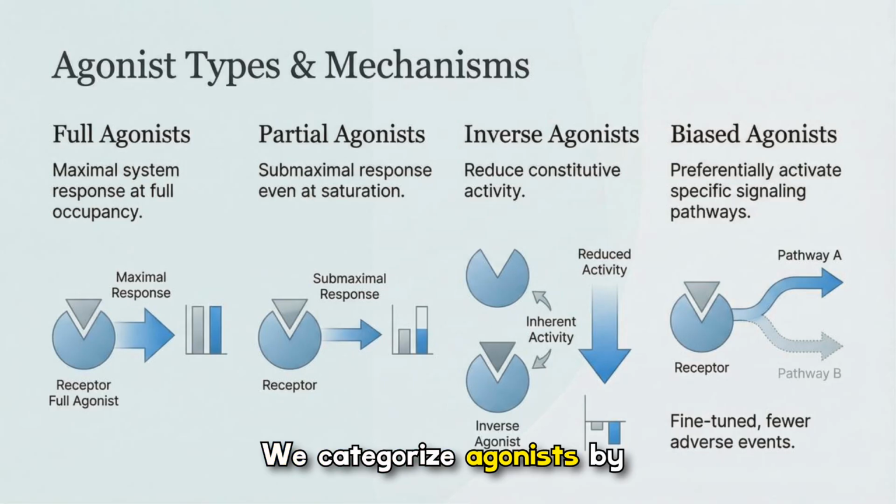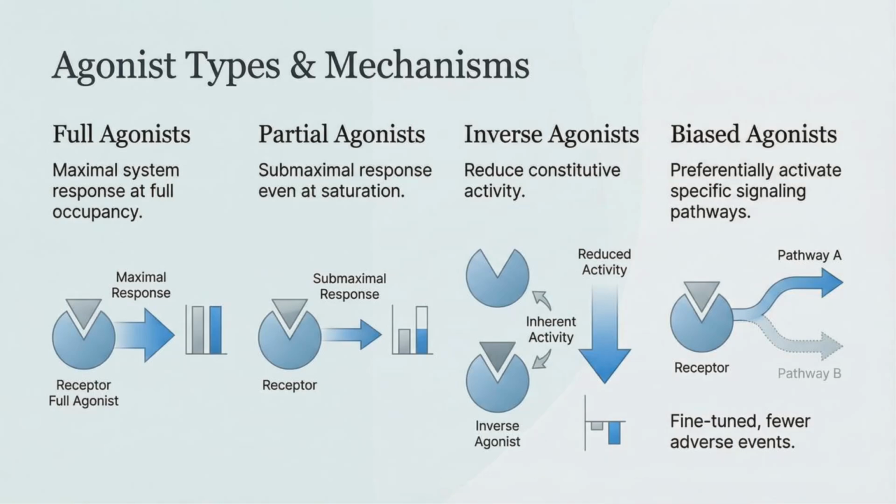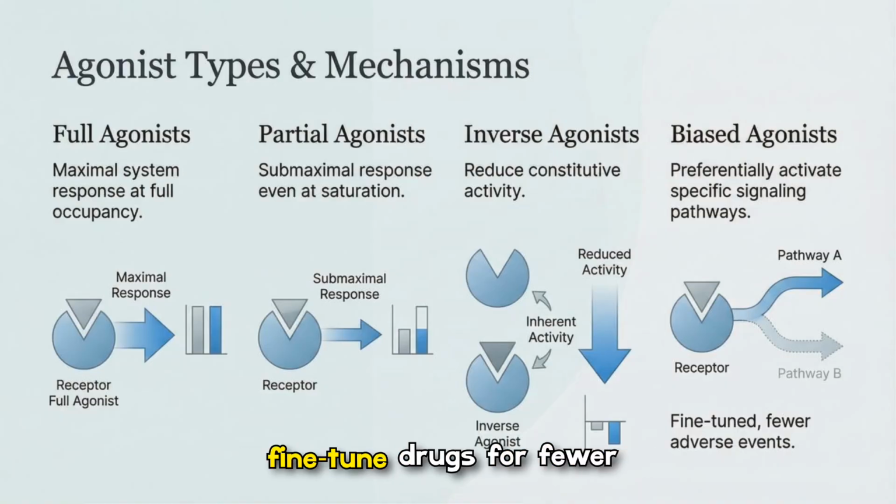We categorize agonists by mechanism and outcome. Full agonists elicit maximal system responses. Partial agonists give sub-maximal responses even when receptors are saturated. Inverse agonists reduce constitutive activity, and biased agonists preferentially activate selected signaling pathways. These distinctions matter because they influence efficacy, safety, and the opportunity to fine-tune drugs for fewer adverse effects.